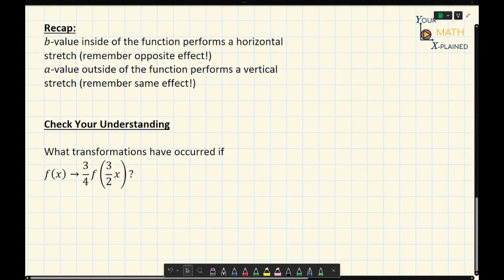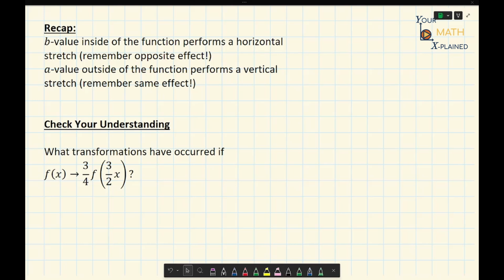So the b value that is inside the function performs a horizontal stretch. And that's going to be either an expansion or a compression. But remember, it is the opposite. And the a value is a value that is outside of the function, in front of f of x. What that does is it performs a vertical stretch. And this one has the same effect. So if a is greater than 1, it is going to be an expansion. And if a is between 0 and 1, it is going to be a compression. And remember, if any of them is negative, it's also going to result in a reflection.